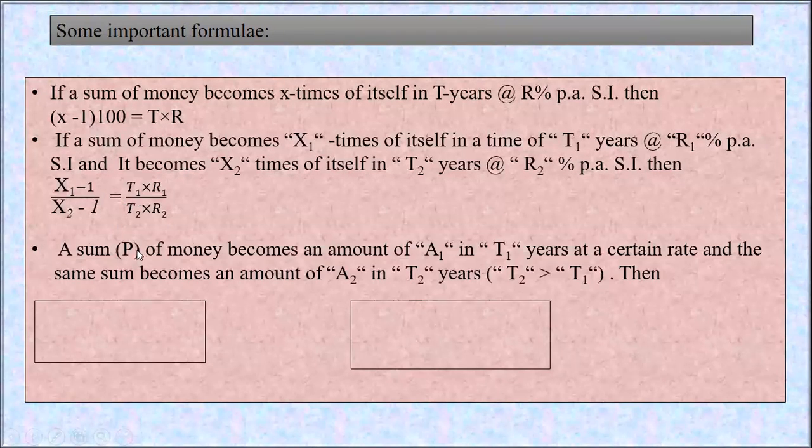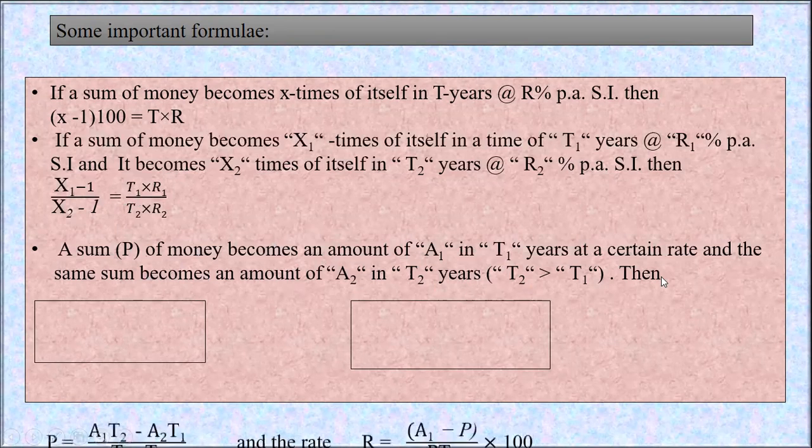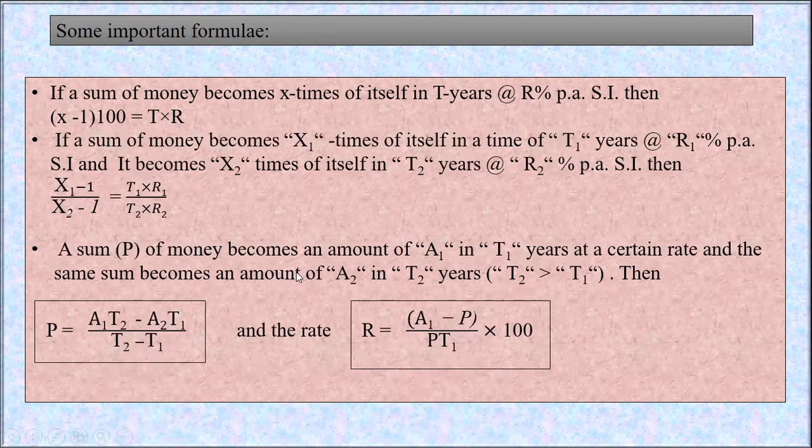And a sum of money becomes an amount A1 in T1 years at a certain rate, and the same sum becomes an amount A2 in T2 years, where T2 is greater than T1. Then the relation. If we have a question like this, like when the sum of money becomes 4 times in 10 years and 18 times in 12 years, what is the rate of interest or what is the principal? If we get any question like that, we can directly substitute this formula.